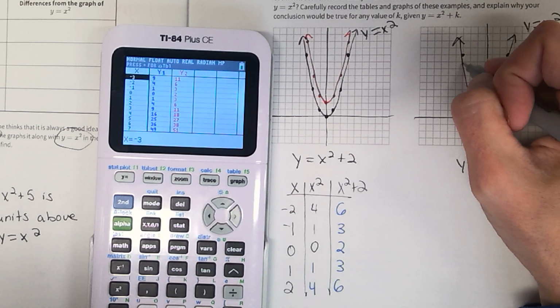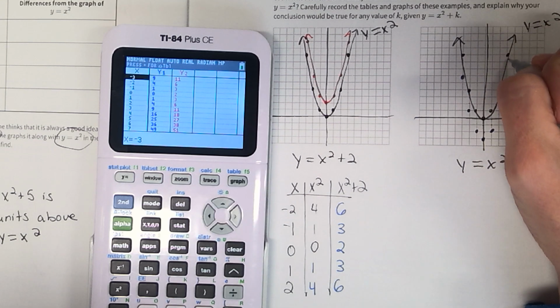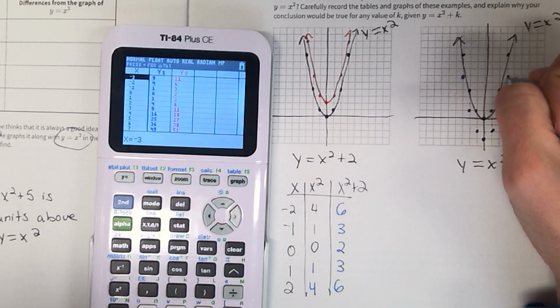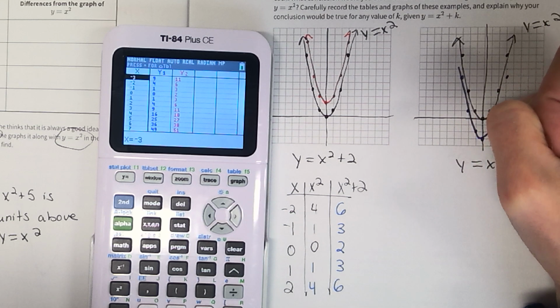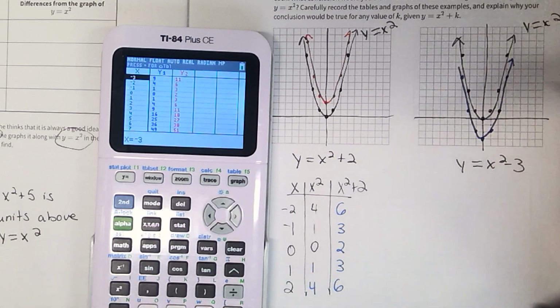Nothing else about it is changing. Just everything is shifting down. 1, 2, 3 from each one. So we're going to see our parabola just below the other. Whoops, 1, 2, 3. Yeah, okay. So we've got that one in there.